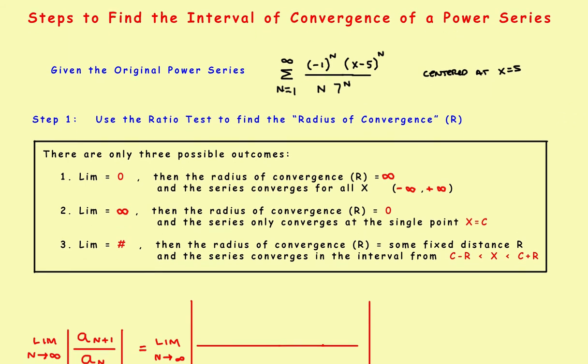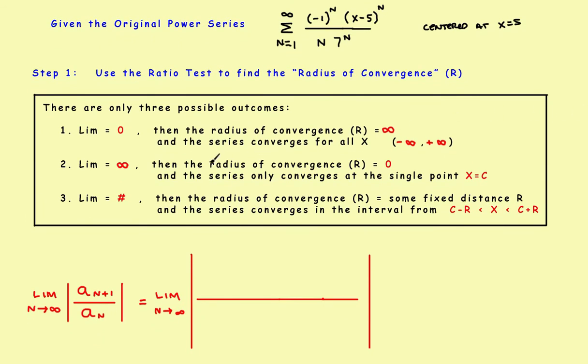We're going to use the same rules that we've done in the previous videos. So again, we will use the ratio test to find this limit. When you find this limit, there are only 3 possible outcomes. Either the limit's equal to 0, the limit's equal to infinity, or the limit's equal to a fixed number. In the first video, we found the limit was equal to 0, which means the radius of convergence was infinity, and the series converged for all x. The next video, we found the limit was equal to infinity, and the radius of convergence is 0, and the series only converged at the single point x is equal to c.